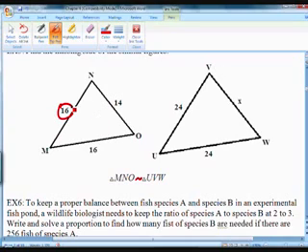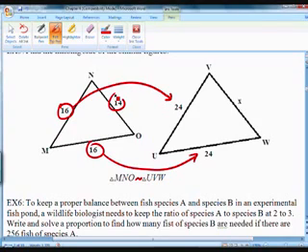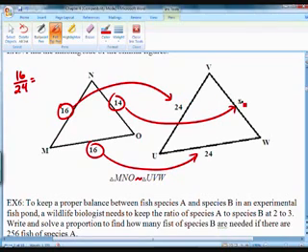16 goes with 24. Does everybody understand that? What does this 16 go with? The other 24. What does this 14 go with? X. Yes, it is. Similar shapes are proportional. I told you 16 goes with what? 16 goes with 24 equals, we want to find this X though.